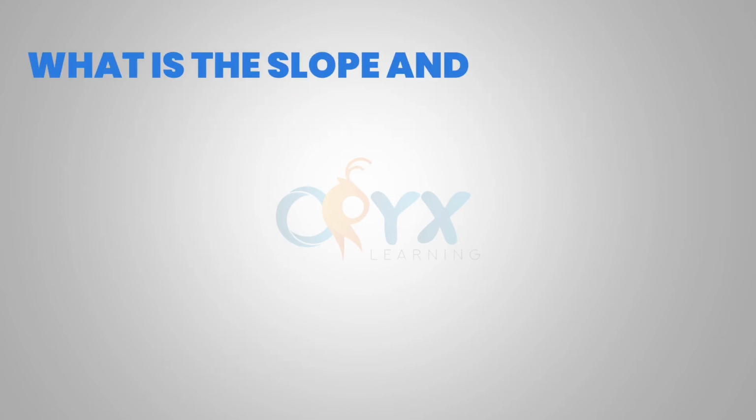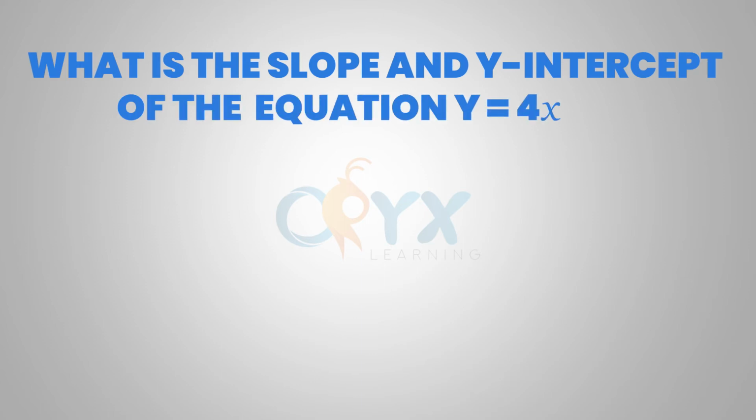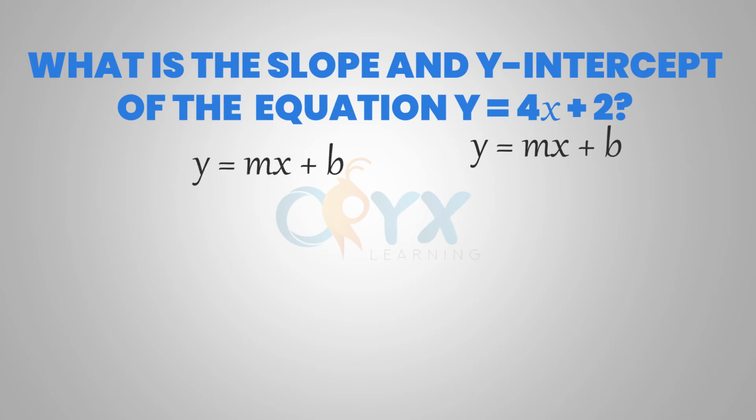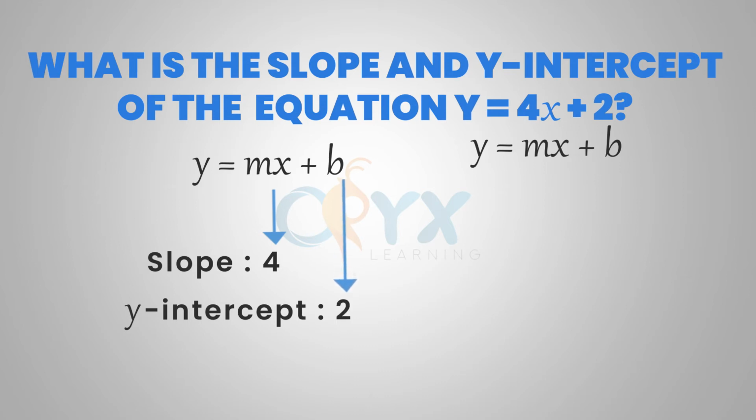What is the slope and y-intercept of the equation y equals 4x plus 2? Remember, in slope-intercept form, the m value, or the coefficient of x, is the slope, and the b value is the y-intercept. So in this case, the slope would be 4, and the y-intercept would be 2.